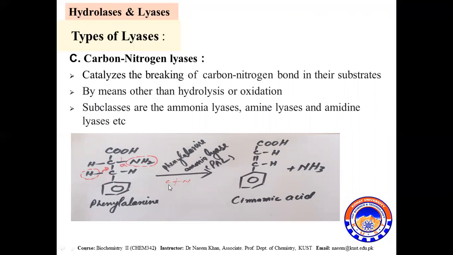With this enzyme, the carbon-nitrogen bond is broken, and we get cinnamic acid and ammonia is released. In this reaction, the substrate bonds are broken by a mechanism other than oxidation or hydrolysis. This is a lyase enzyme, and the type can be termed carbon-nitrogen lyases. Dear students, go to your textbooks and find at least one example for amine lyases and amidine lyases and add them to your notes.